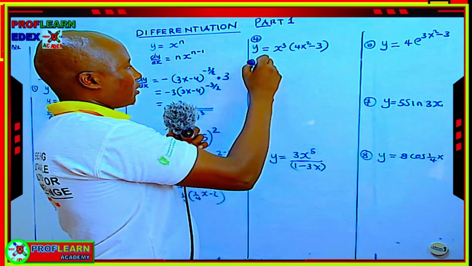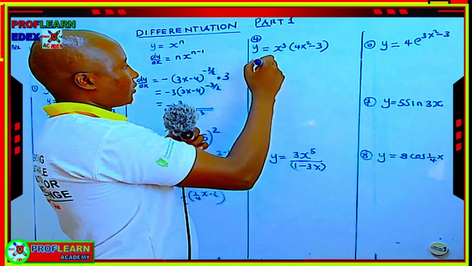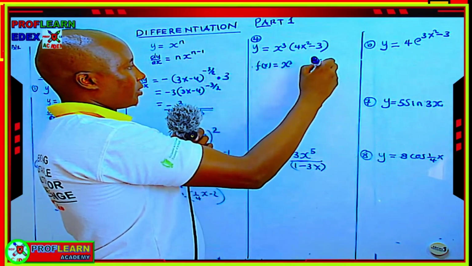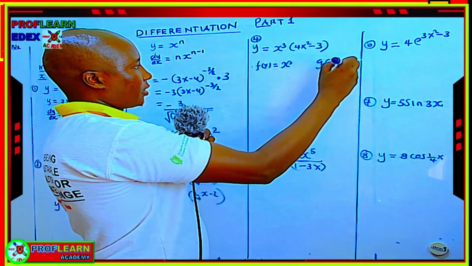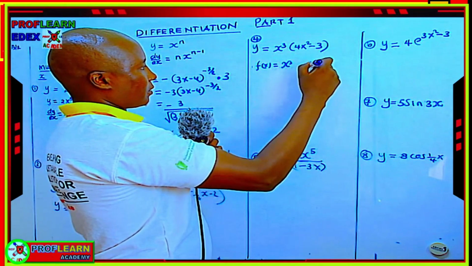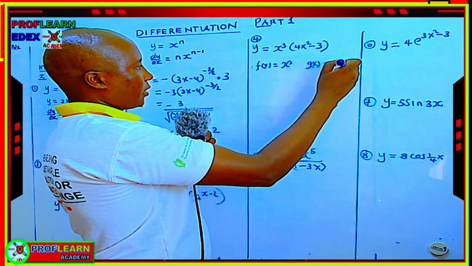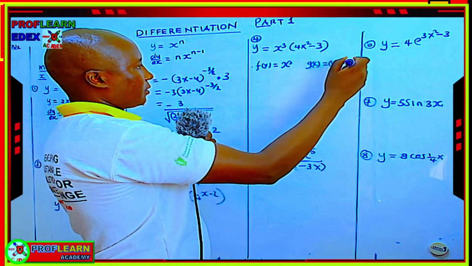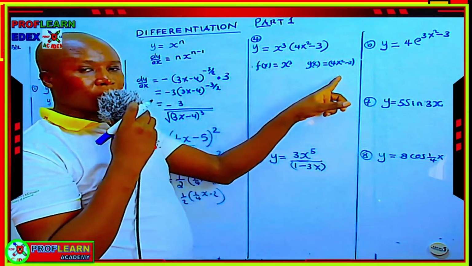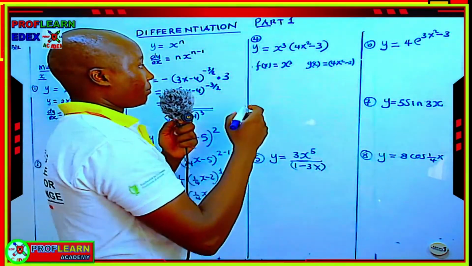So I can call this first function f of x equals x cubed. I can call this second function g of x equals 4x squared minus 3. Now, I can differentiate this and also differentiate this so that I can apply the product rule.